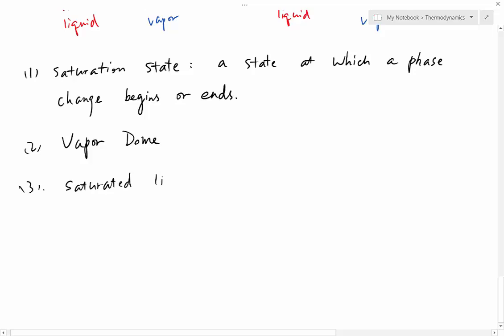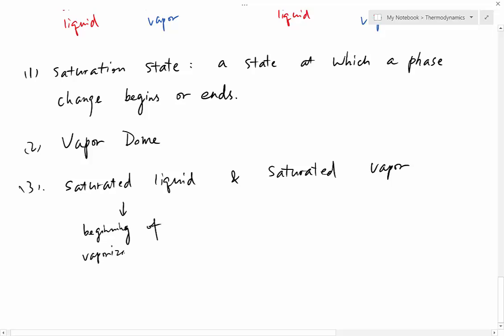And then next one, which we already explained, saturated liquid and saturated vapor. This is the beginning of vaporization. And this is the end of vaporization. No liquid left anymore.